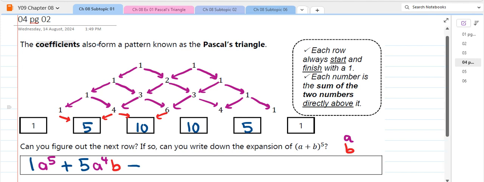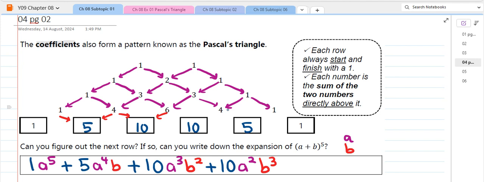Right, and then the next one. The next term will have a coefficient of 10. And then A to the power of 3, it keeps decreasing. But the power of B will increase into 2. And then the next term will be 10. And A is going to be A to the power of 2. But then B will increase to the power of 3. And then the next term will be a 5. 5, A to the power of 1, which is just A. And then B to the power of 4.